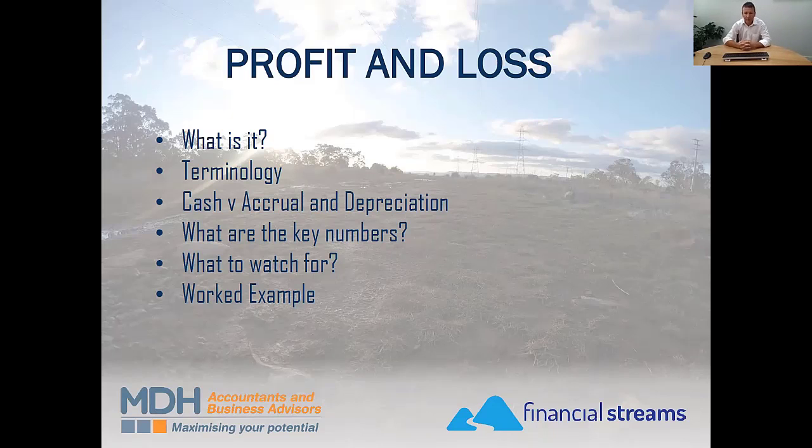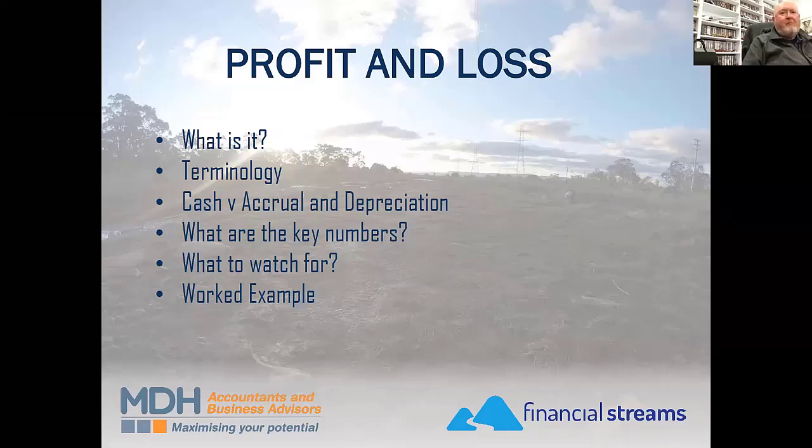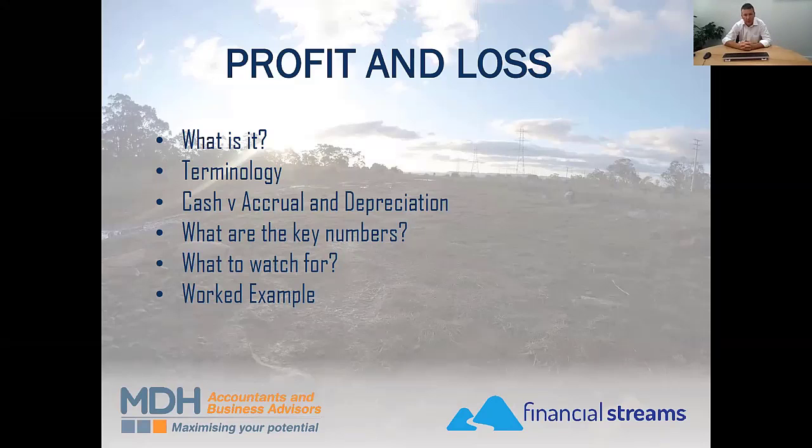Last time we ran the series, there were a few questions around depreciation, so I'll cover that as an aspect of profit and loss as well. Then I'll look at what the key numbers are when you look at a profit and loss statement. What are you looking for, and what does it tell you? Also cover what to watch for, some tricks and traps. If you looked at another business, what are some of the ways of hiding things, or things that may not jump off the page to start with. And then we'll go through a short worked example at the end.